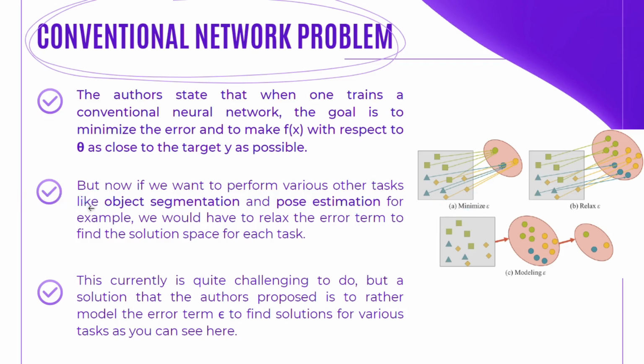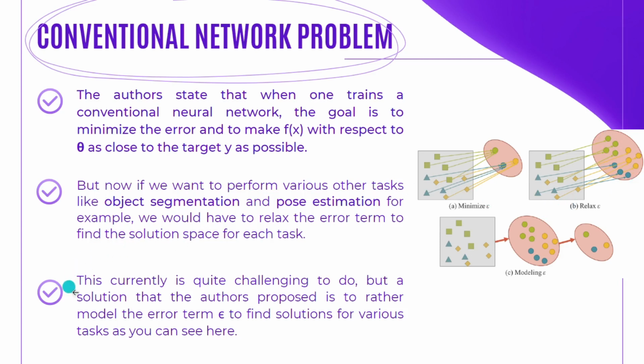But now if we want to perform various tasks like object segmentation and pose estimation, for example, we would have to relax the error term to find the solution space for each task. If we want to perform a single task like classification or object detection, we can just minimize the error and that will be it. We don't have to do anything else. But if we want to perform multiple tasks using a single network, then just minimizing that error is not going to solve the problem. Since multiple tasks will have different feature representations, we have to come up with a different way. We have to relax some of the errors so that there can be a bunch of errors, but small errors. So that's called relaxing the error term.